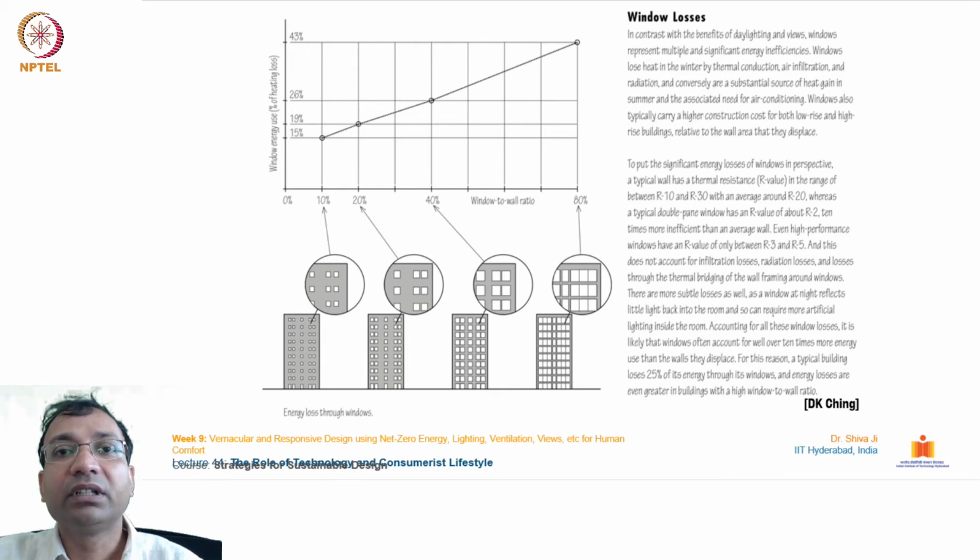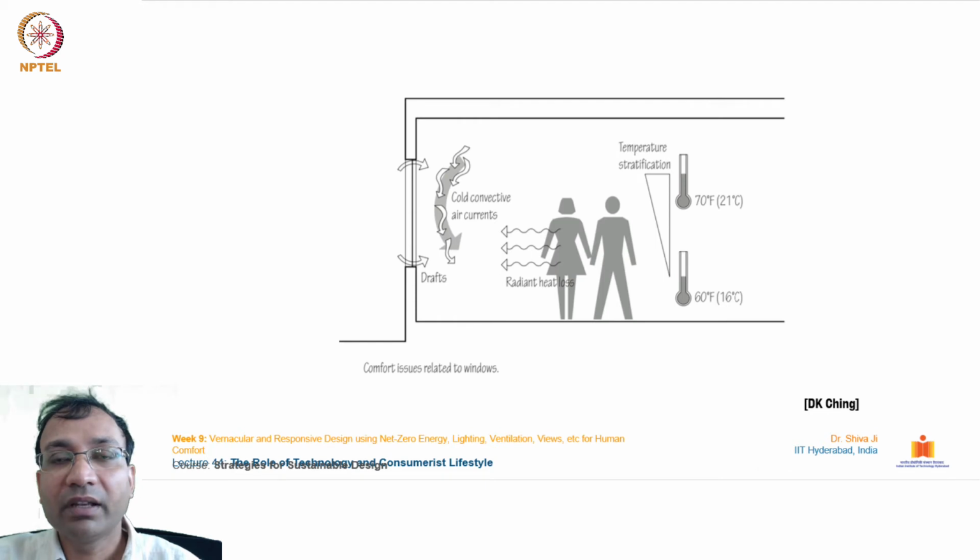You can take help of the daylighting software which I suggested earlier for simulation of your designs, and you can rectify before the project goes for construction. In this one, comfort issues related to windows are explained. You see there are several phenomena at the same time. As you may be aware, our body keeps radiating energy, heat, from our bodies. And windows, depending upon the climate and weather outside, either receive or lose heat energy from inside. And there is temperature stratification from 16 degrees centigrade to 21 degrees centigrade.